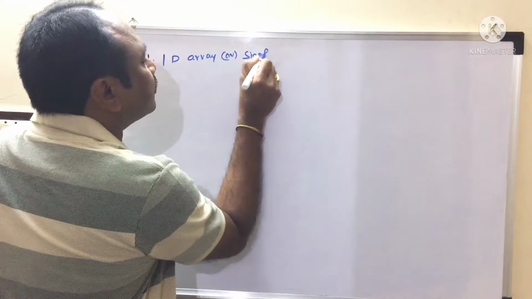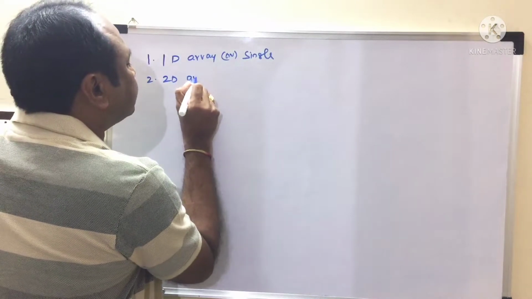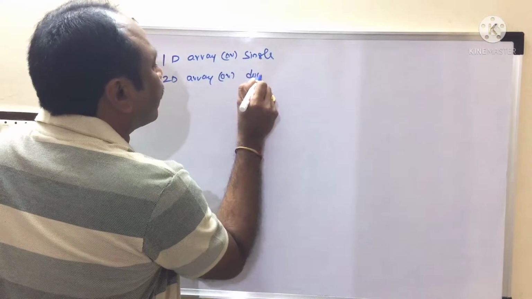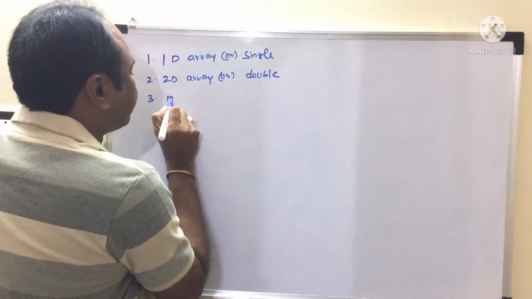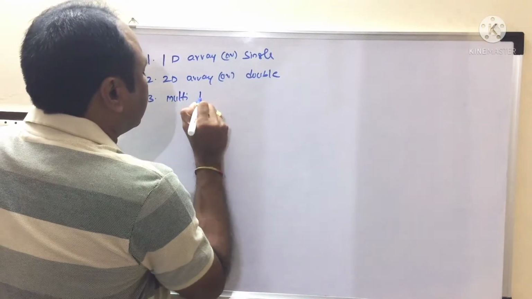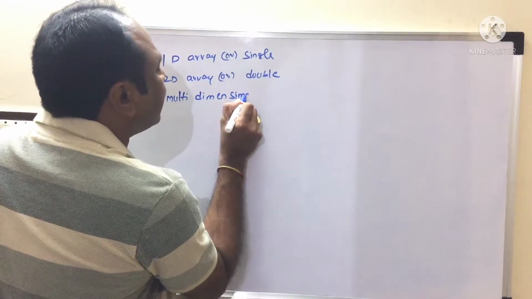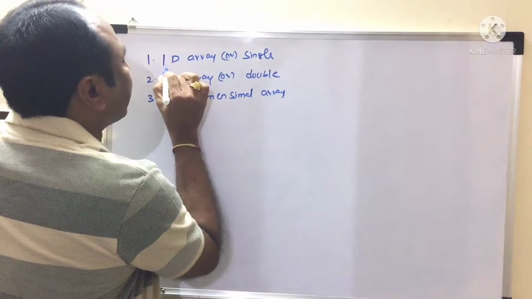Second one is 2D array or double dimensional array. Third one is multi-dimensional arrays. These are the different types of arrays I already clearly explained in the last video. We will discuss them one by one.